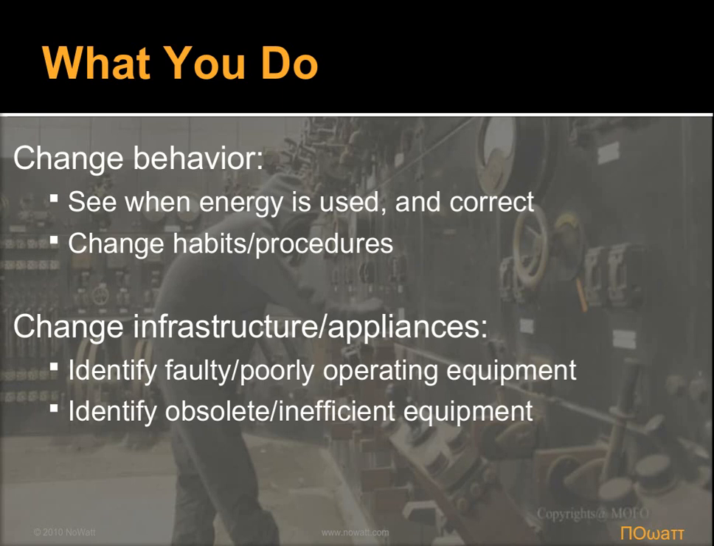And when you see what's happening, you can change not only how something's used, but maybe its whole procedures, how people work. Obviously you can change infrastructure. We'll be able to identify any appliances which are faulty, and believe me, in the typical school with several hundred appliances there will be a number of appliances which are not operating optimally. We can tell you about those, and we can tell you about the ones which are very inefficient, obsolete. So that's what you do.